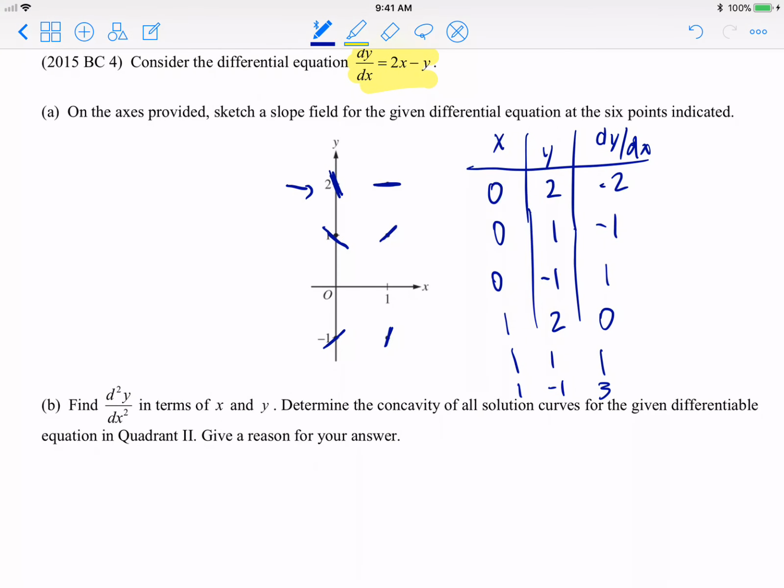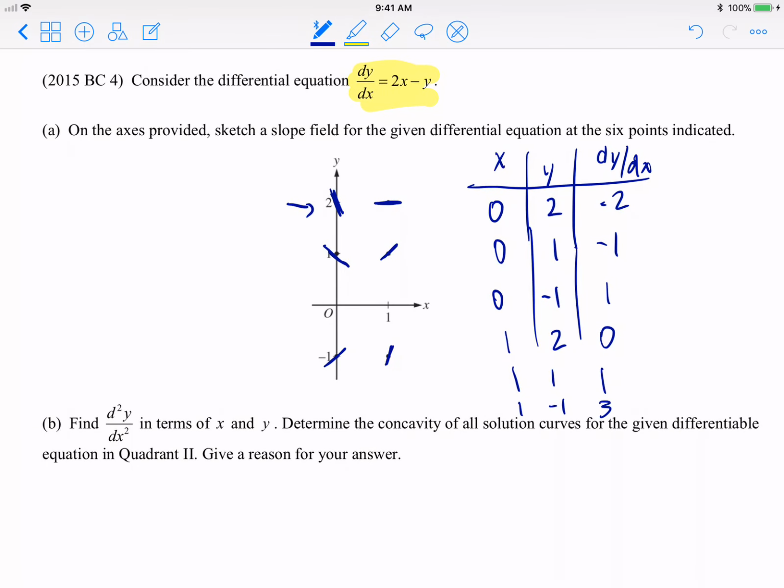Okay, part B says find the second derivative in terms of x and y. So let's do that first, and then we'll focus on the rest of the problem. So from that highlighted equation up there, the second derivative of y with respect to x would just be 2, since the derivative of 2x is just 2, minus the derivative of y, which is dy/dx. Okay, well, it wants the answer in terms of x and y. So this is going to be 2 minus (2x minus y), which is equal to 2 minus 2x plus y.